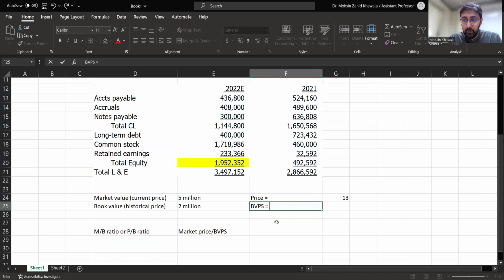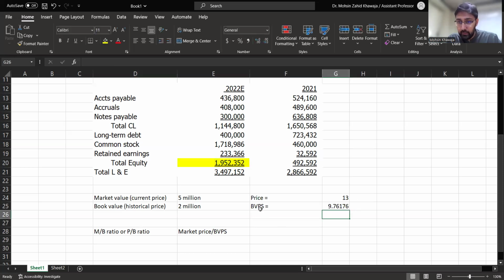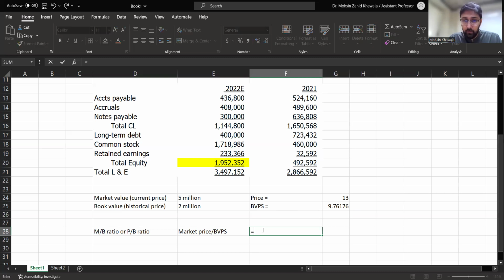So book value is what? It is this number. And let's say this company had about 200,000 shares getting traded. I'm just making this up. So if the number of shares were 200,000, then this book value per share would have been 9.76. And this entire ratio would become what? It would become equal to the ratio of these two, right? So you just divide these two and you get the market to book ratio.